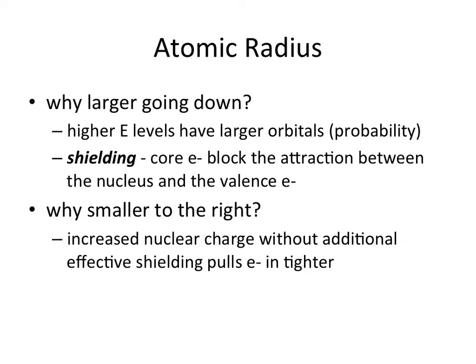Shielding also starts to come into effect. Those core electrons are going to block that interaction or that attraction between the nucleus and the valence electrons, so they're not going to be held quite as tightly. Now, when we're going from left to right, why is that the case?